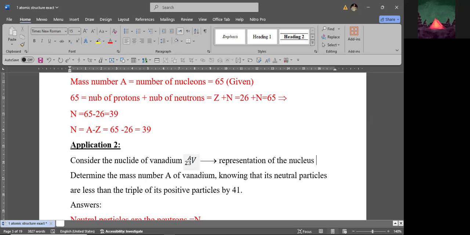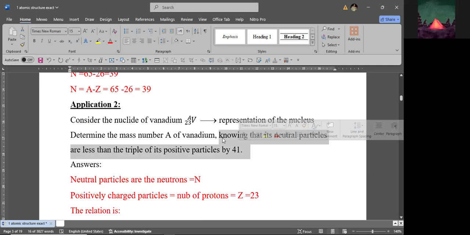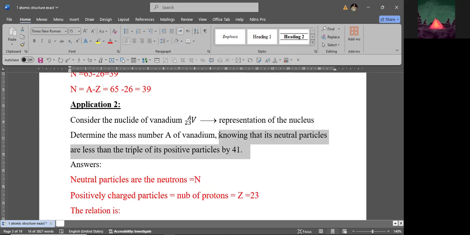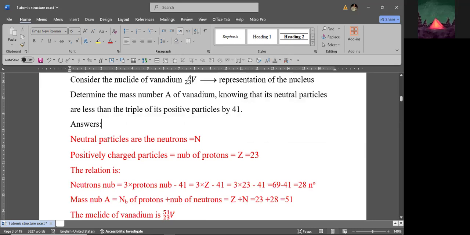Knowing that the neutral particles, N, are less than the triple of its positive particles by 41. We have to translate this sentence into an equation. First of all, define what the neutral particles are. Neutral particles are the neutrons represented by N. The positively charged particles, the number of protons Z, equal 23, as given here in the symbol.